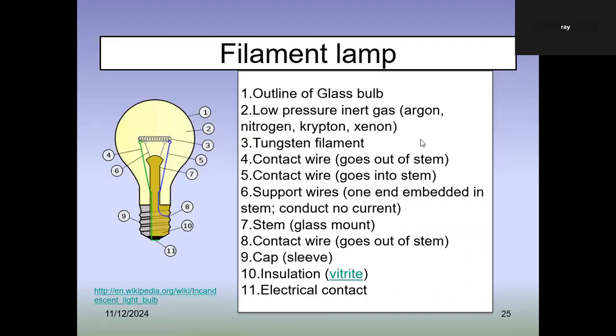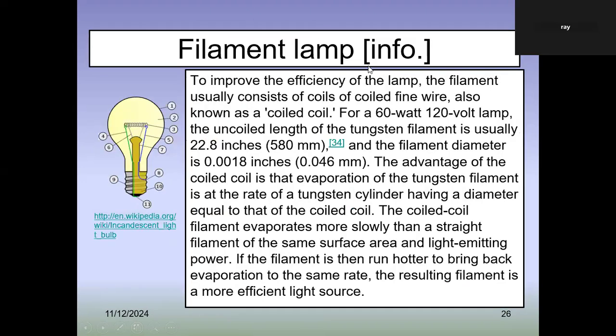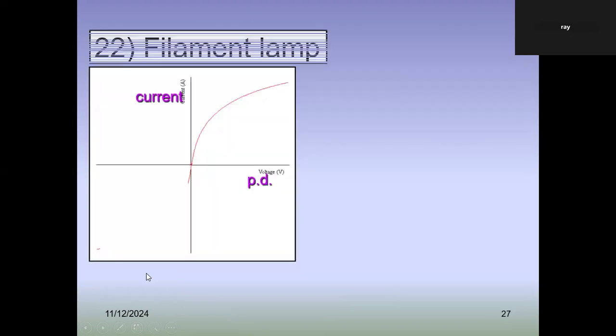This is for your info. Usually the filament is coiled up. Instead of putting in a straight line, you coil it. This is for info only, no need to bother about it. But how does the graph look like? That's how the graph looks like.